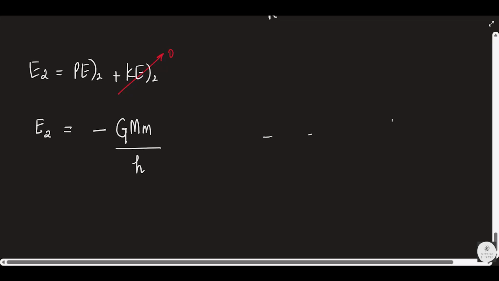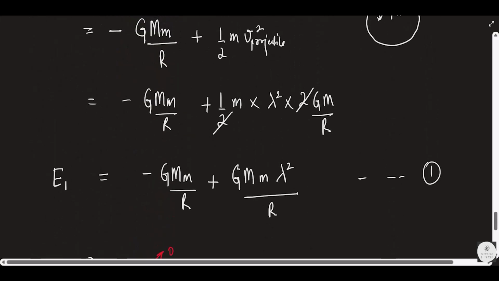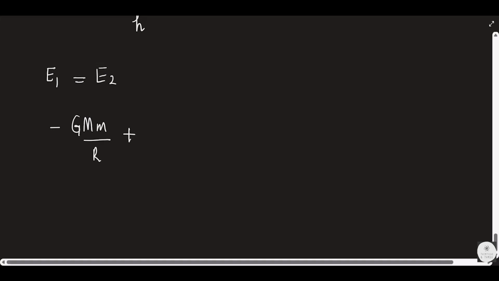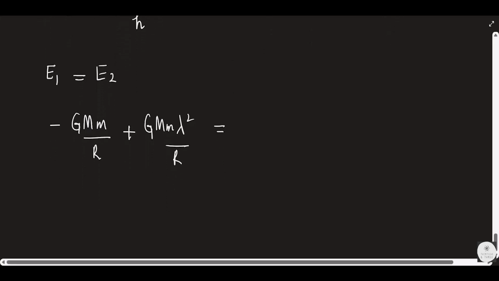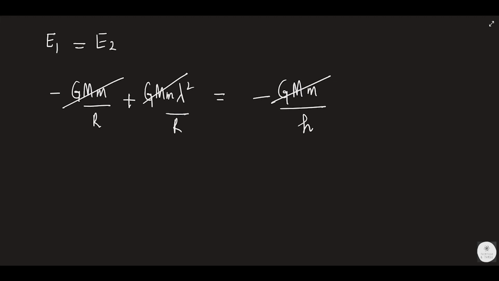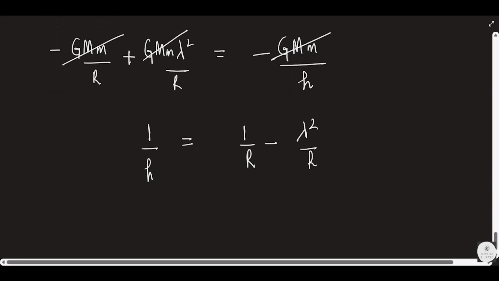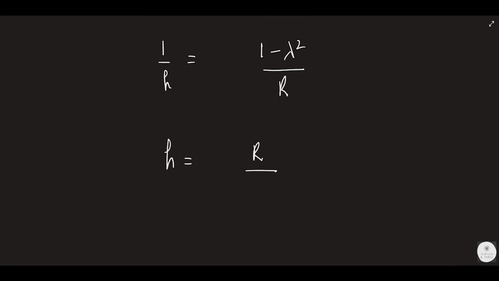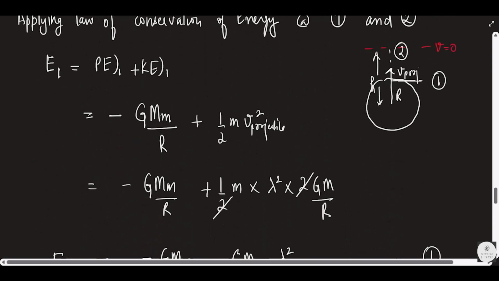From the law of conservation of energy we can say energy can neither be created nor be destroyed. So E1 is equal to E2. E1 is minus GMm by R plus GMm lambda square by R, and my E2 is minus GMm by H. So GMm is gone, and we'll just shift a little bit. So 1 by H is equal to 1 by R minus lambda square by R, and if we solve it, then 1 by H is equal to (1 minus lambda square) by R, and from here H is R upon (1 minus lambda square). So this is the maximum height up to which our object of mass small m can go.